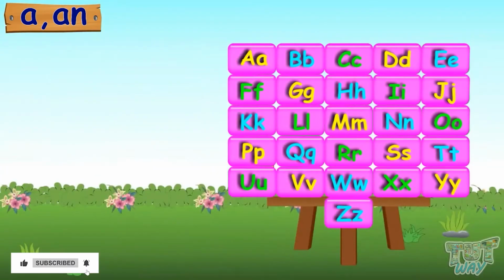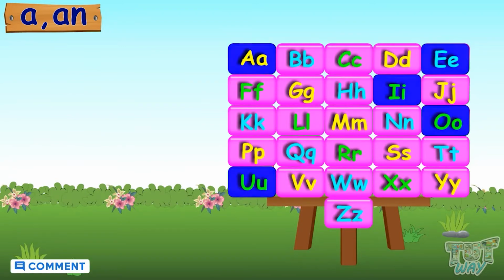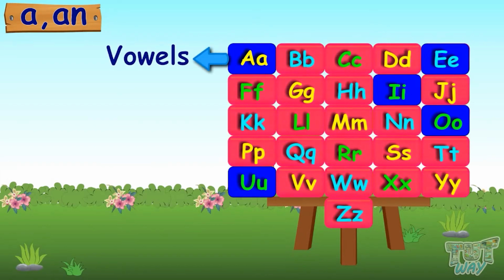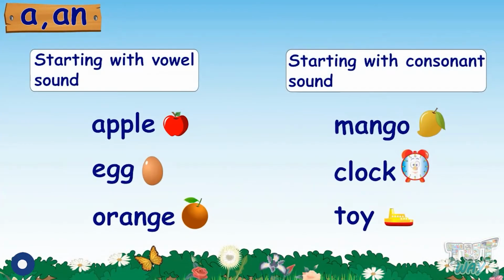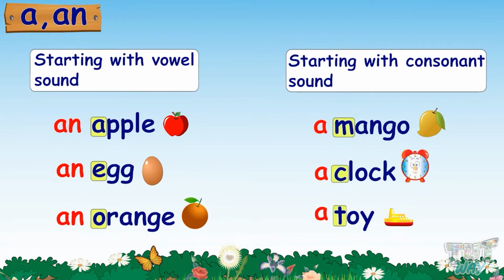We have 26 letters in English. Out of them, only 5 letters are vowels, and rest of them are consonants. And the rule is, when a singular naming word begins with the sound of any of the vowels, then we use an before it. And when a singular naming word begins with the sound of any of the consonants, we use a before it. Let's learn this with examples.